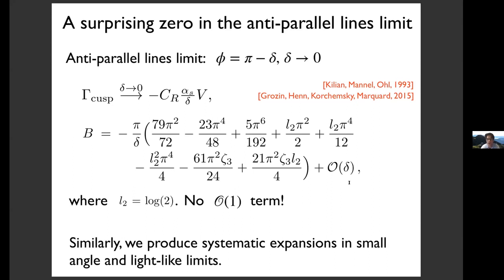I just want to mention that there could be a connection, because this limit is also one that connects to physics of particles being produced near thresholds. So for instance, if you're interested in something like t t-bar near threshold, this is a similar kinematic configuration. So this could be something interesting to look into in the future.